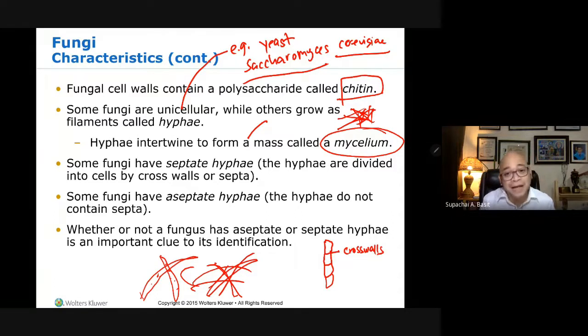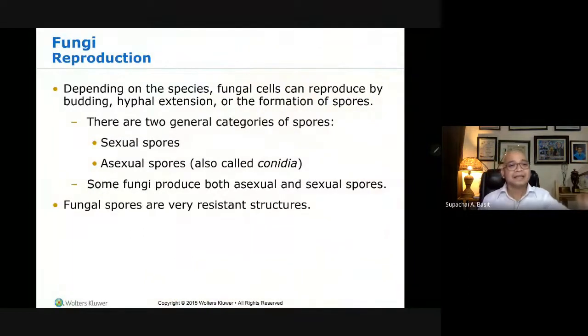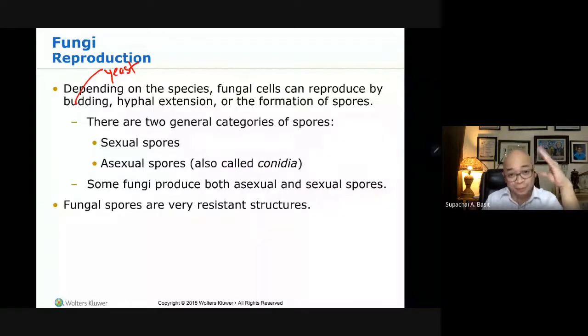Okay, or septa. Some fungi would have an aseptate hyphae, which means that it's all continuous. Okay, whether or not a fungus has a septate or aseptate hyphae, it is an important clue to identify certain types of fungi. Okay, so depending on the species, fungal cells can reproduce by means of budding. So usually budding is for yeast, hyphal extension, or the formation of spores.